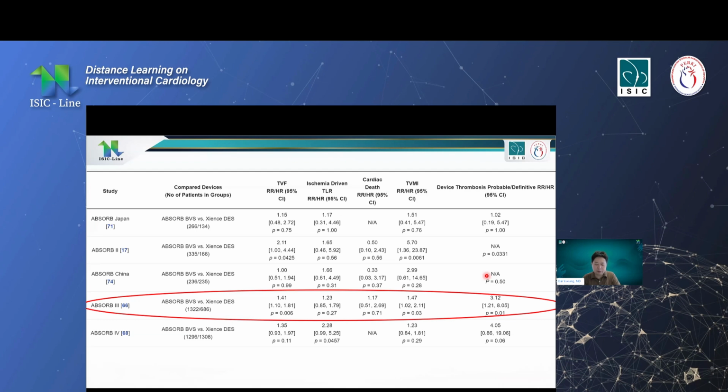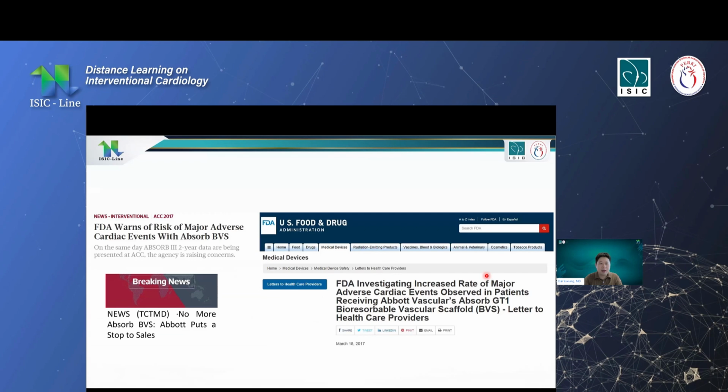However, the ABSORB III trial 2-year results showed ABSORB BRS was associated with higher rates of target lesion failure, driven by an increased risk of target vessel myocardial infarction and a numerically higher device thrombosis. And that's why the FDA warned of risk of major adverse cardiac events with ABSORB BVS in 2017, and then ABSORB BRS was withdrawn from the market owing to low sales.